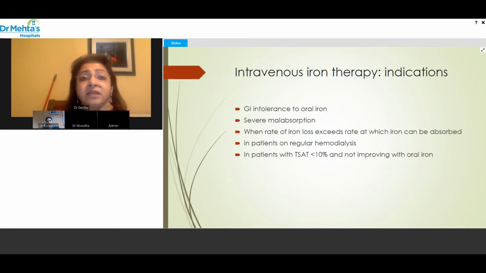Intravenous iron is another mode of giving iron, and the indications are if there's GI intolerance to oral iron, if there's severe malabsorption, when the rate of iron loss exceeds the rate at which iron can be absorbed. In patients who are on regular hemodialysis, they already are accessed, so you can give them intravenous iron. And in patients in whom T-sats are less than 10% and are not improving with oral iron, you may have to give them IV iron to boost the response.